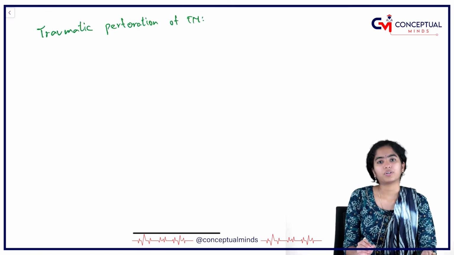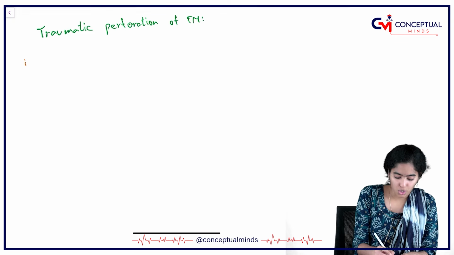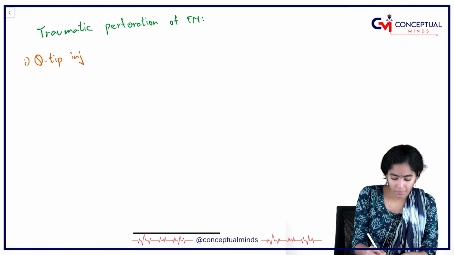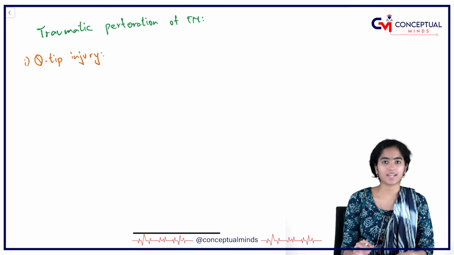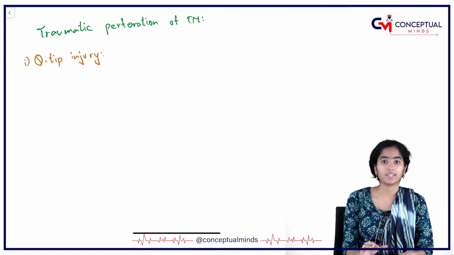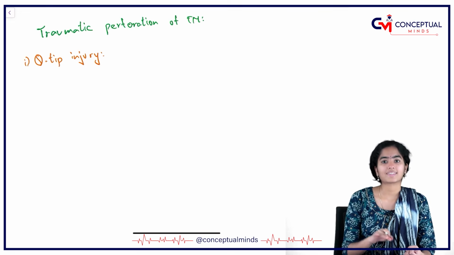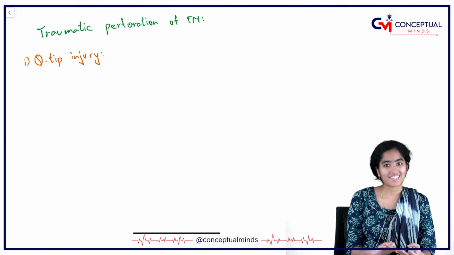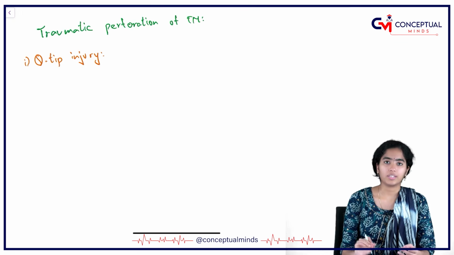In traumatic perforation, the first and the most common variety is because of a Q-tip injury. Now, I am putting them all under Q-tip injury, but there are various instruments that will result in perforation of the tympanic membrane, that will result in trauma to the ear: using earbuds, hairpins, matchsticks, needles. There are so many things that are put into the ear.